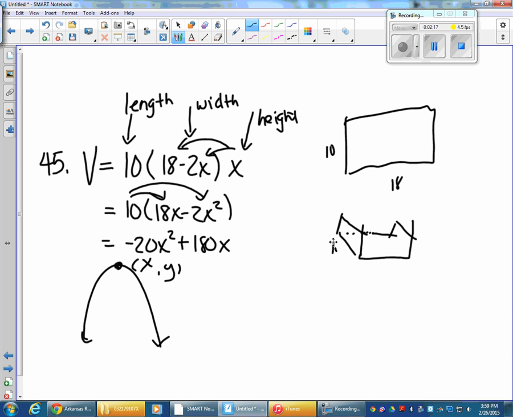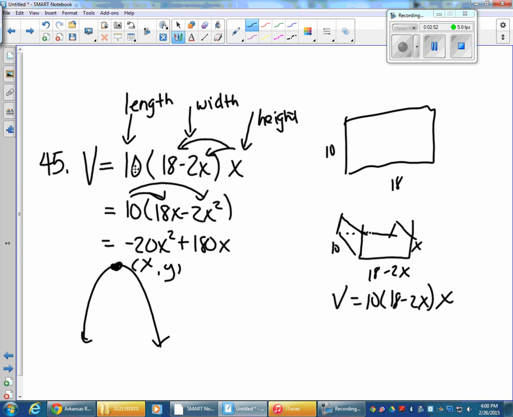This was 10, this was 18 before we folded it. So if I fold it and the height of this is x, then this side would be 18 minus 2x because I fold x off of each side. And the volume of a rectangular solid is length, which in this case is going to be 10, times width, which is 18 minus 2x, times height, which is x, and that's your volume. And what you want to find is where is this maximum volume happening? Where are we getting the most volume? For what dimensions will we get that?